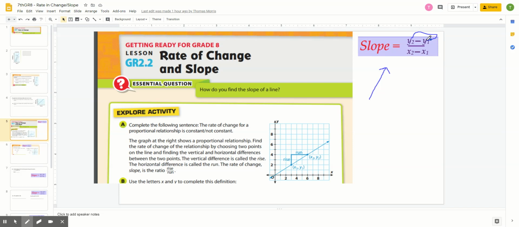So the change in y is known as the rise: how high does it go, or how low does it go, over the run: how far across does it go. So that's how this graph is showing you there. We did that on the other page. Let's use that formula now.